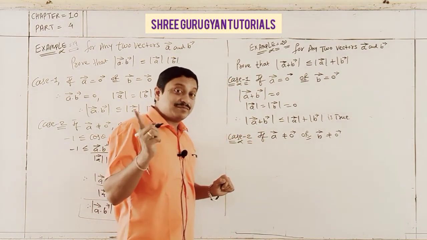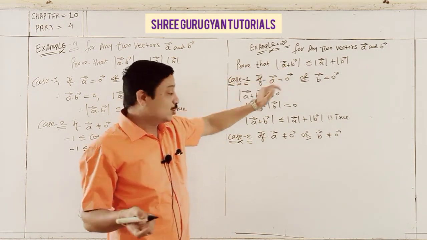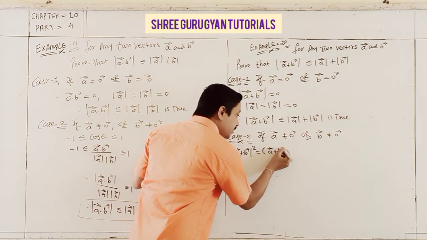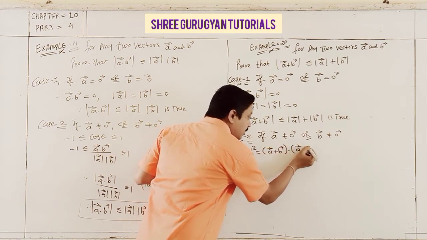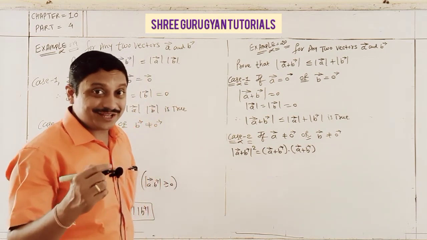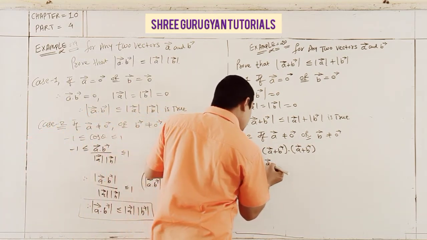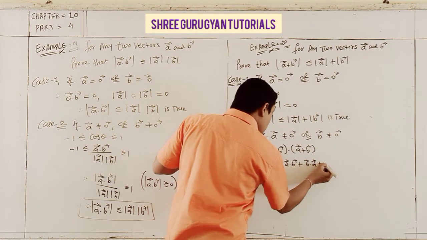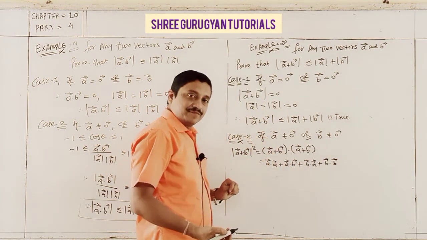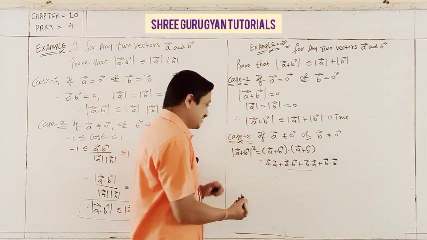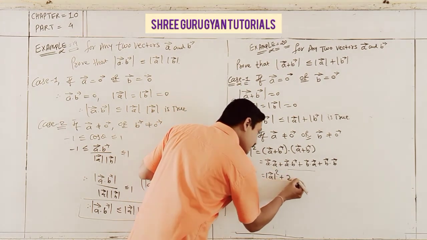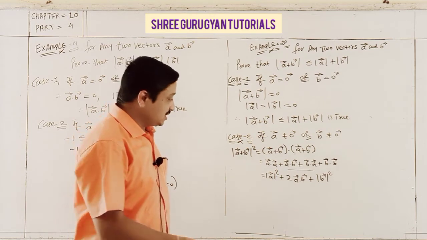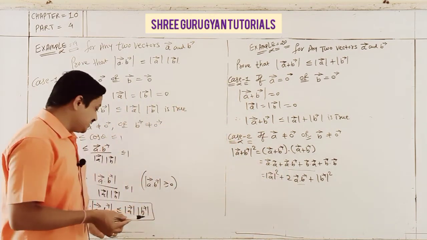Now I start my main process: magnitude of A plus B whole square, which we know is A plus B dot A plus B according to our property. Now we do the dot product: A dot A, A dot B, B dot A, B dot B. These are like terms, 2 times. So here, magnitude A whole square plus 2 times A dot B plus magnitude B whole square. Now students, this property I will use by the Cauchy-Schwarz inequality.